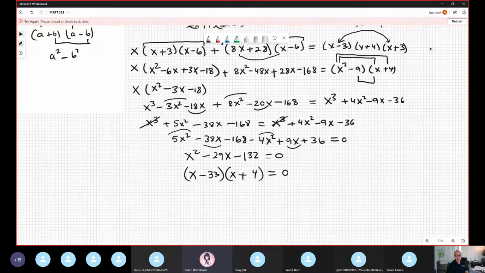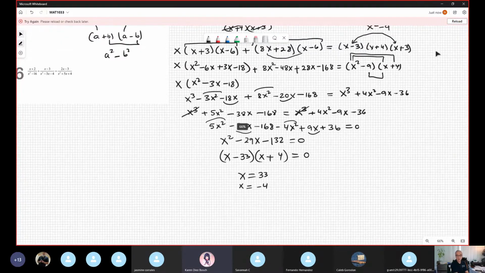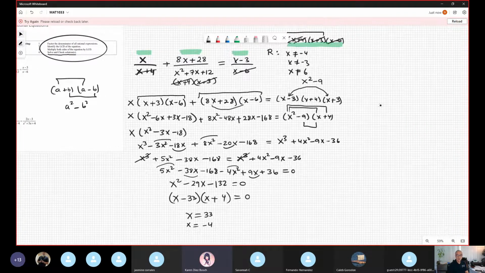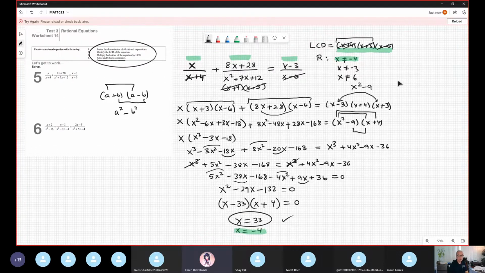So we have two solutions. The first solution is 33, and the second solution is negative 4. But it's an important moment in which you compare the solutions of this new equation that we transformed with the restrictions. I see that negative 4 is no good because it coincides with this restriction. It's totally invalid. Now, the only solution that we have in this equation is 33. The question: do you follow me or no?